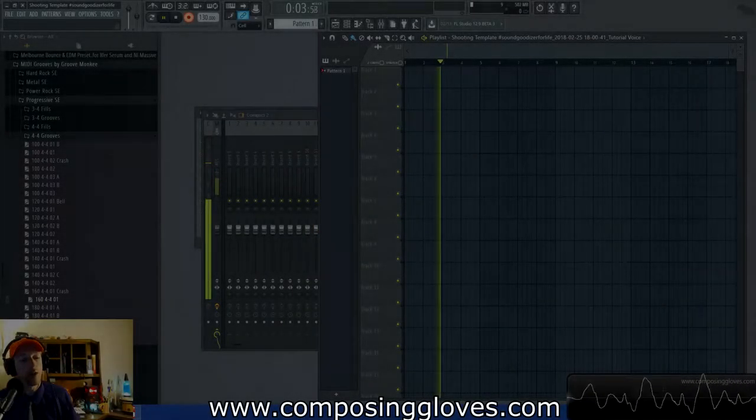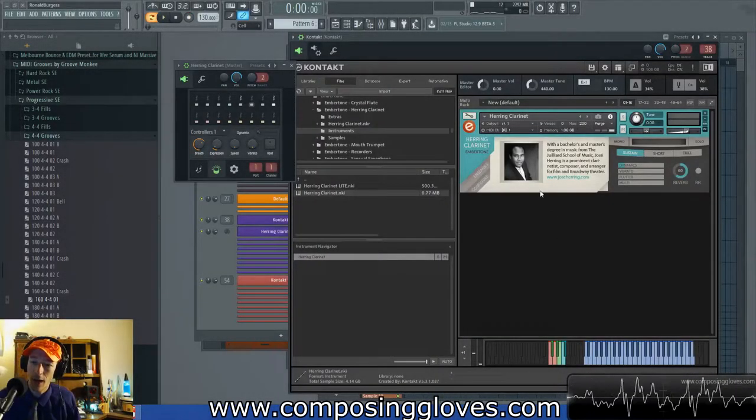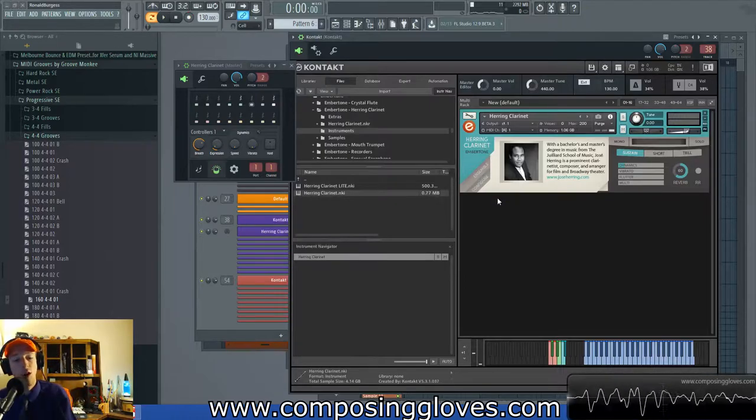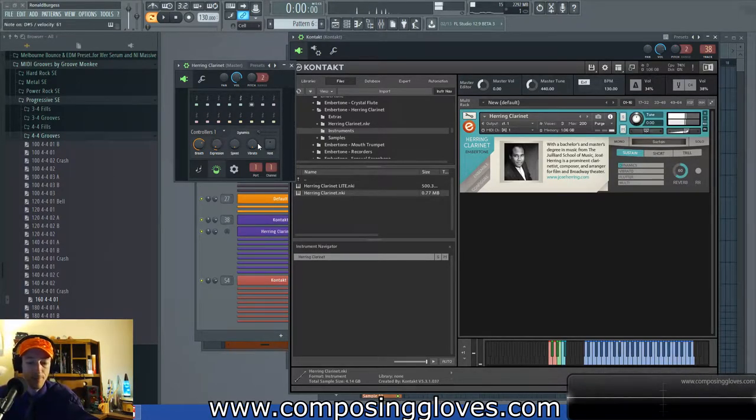Composing Gloves here, and today we will be reviewing the wonderful Herring Clarinet by Embertone. We start our journey, our review, with some wonderful legato playing, demonstrating the expressivity of the instrument.